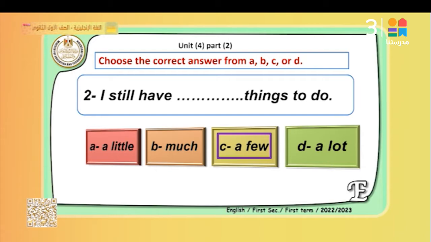Why didn't we use a lot? A lot can be used with both countable and uncountable. Why didn't we use it? Because we must say a lot of. If I want to say, I have a lot of things to do, it needs the preposition of.